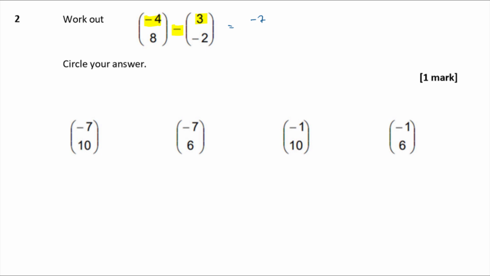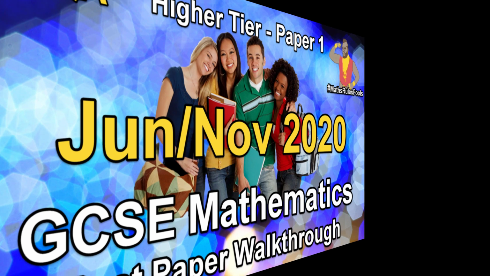And then subtracting the bottom one, so 8 subtract negative 2. When you take away a negative, it's the same as adding, isn't it? So 8 subtract negative 2 is the same thing as 8 plus 2. That's going to be 10. So the column vector I'm looking for is minus 7, 10. It's that one there. It's the first one.